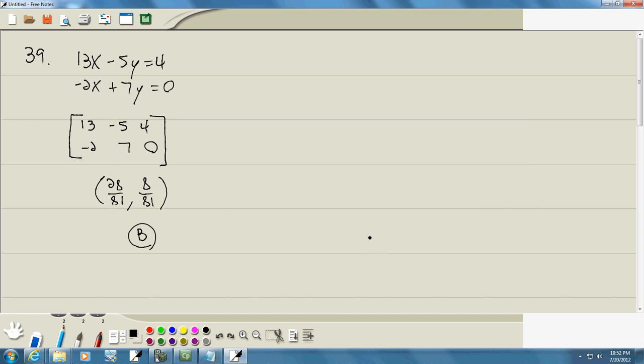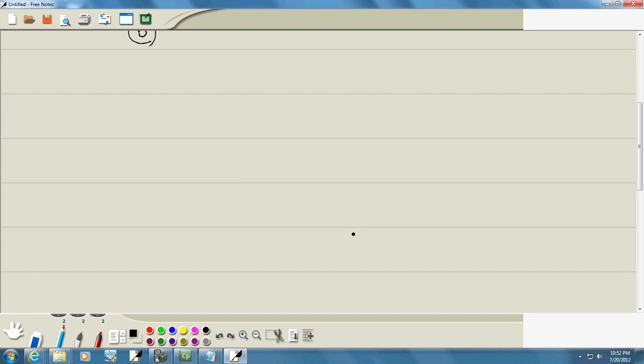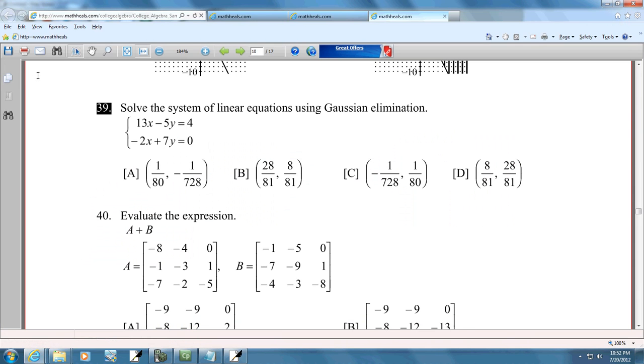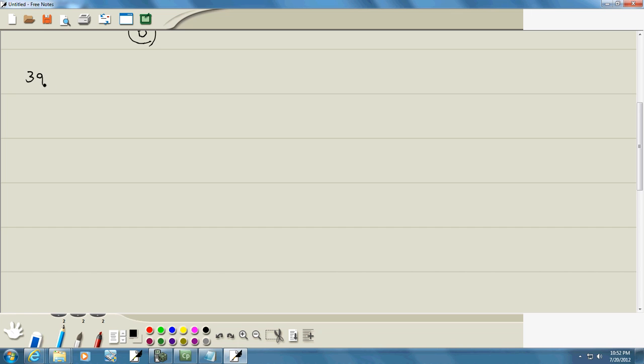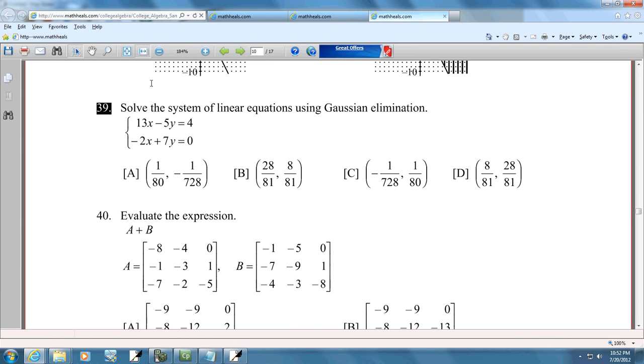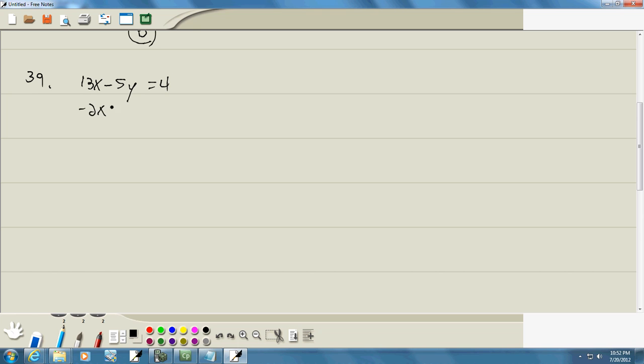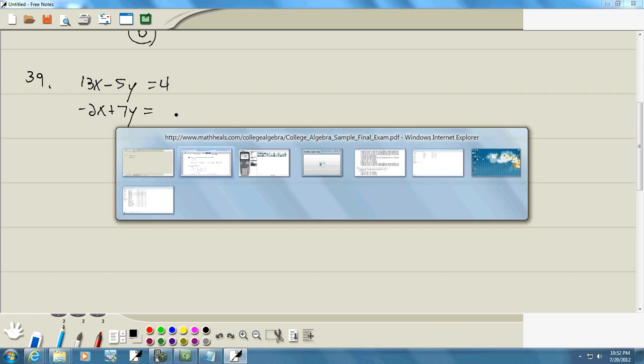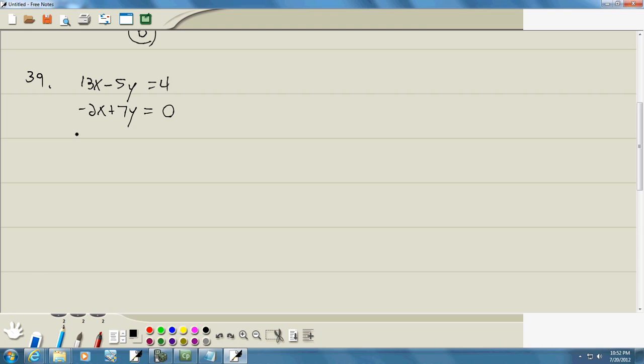Okay, so Gaussian elimination. Now I'm specifically going to do Gauss-Jordan elimination. I'm going to do the entire process. So 13x minus 5y equals 4. And negative 2x plus 7y is equal to 0. Now we want to write down the matrix that goes along with that. So I got 13, negative 5, 4, negative 2, 7, and 0.